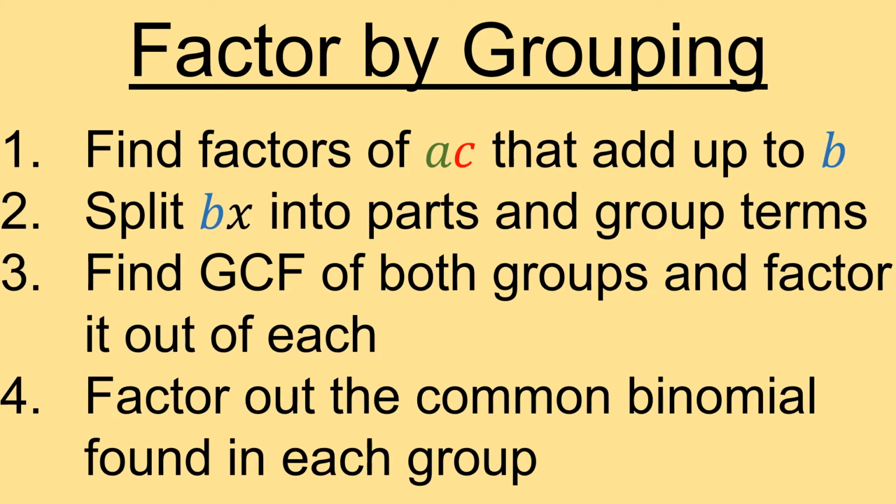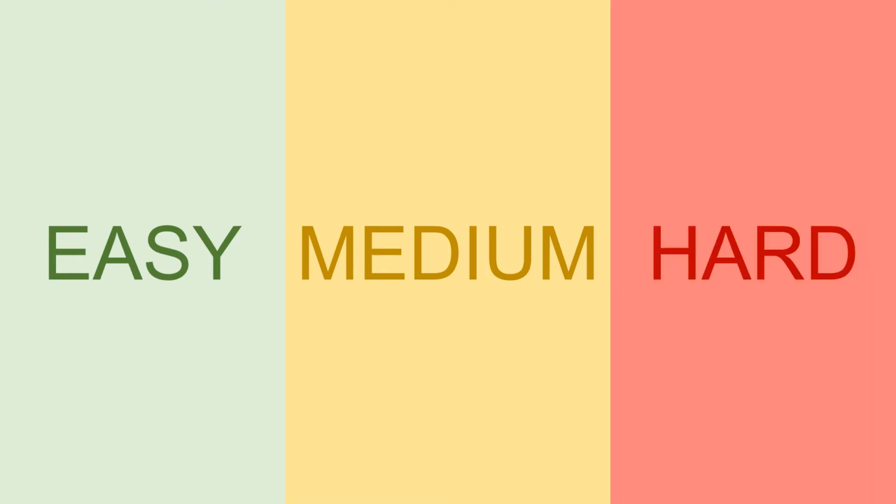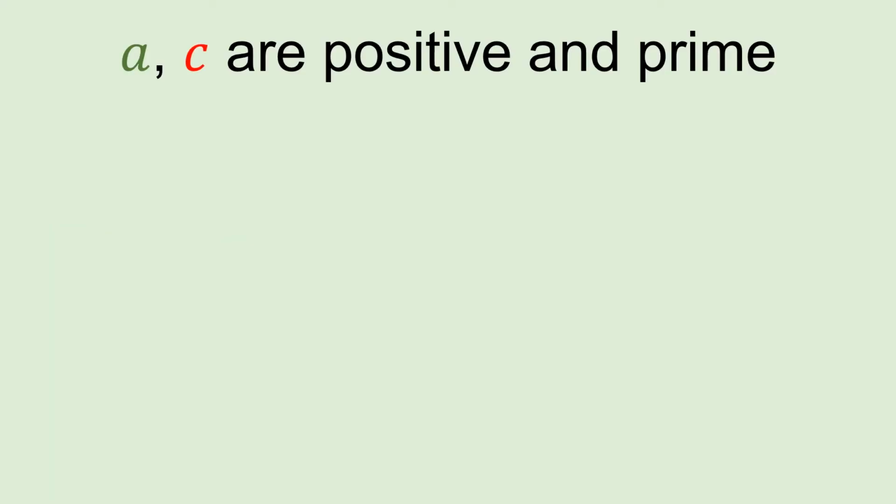Now let's move on to our examples. As you recall, we like to show three different types of examples: an easy example, a medium example, and a hard example. So let's begin with the easy example. An easy example would be when a and c are positive and prime.